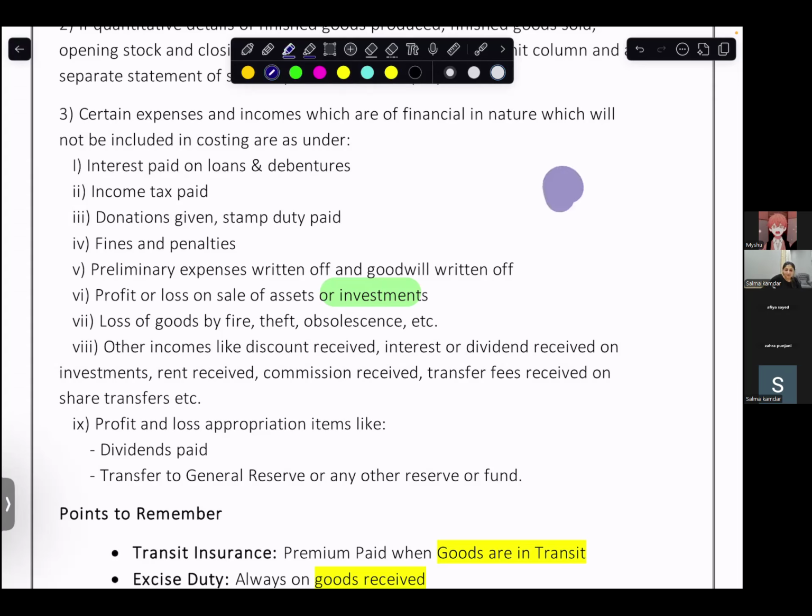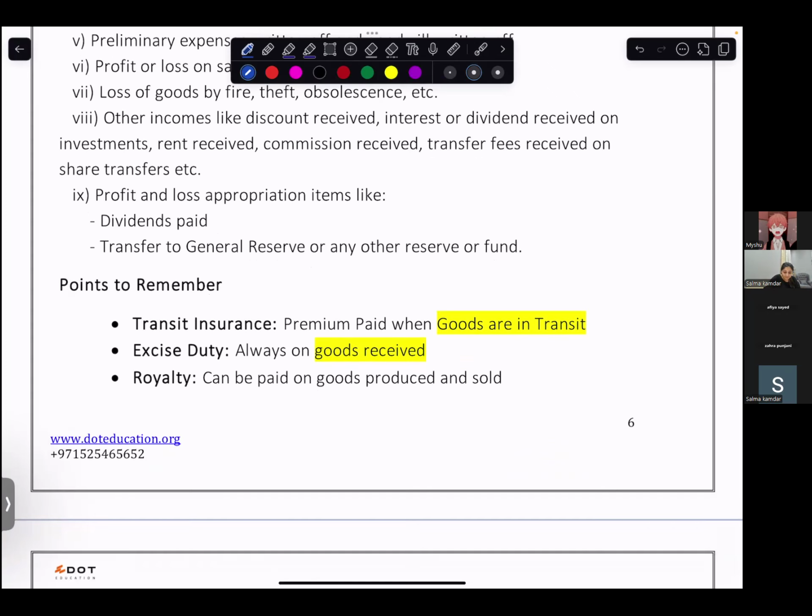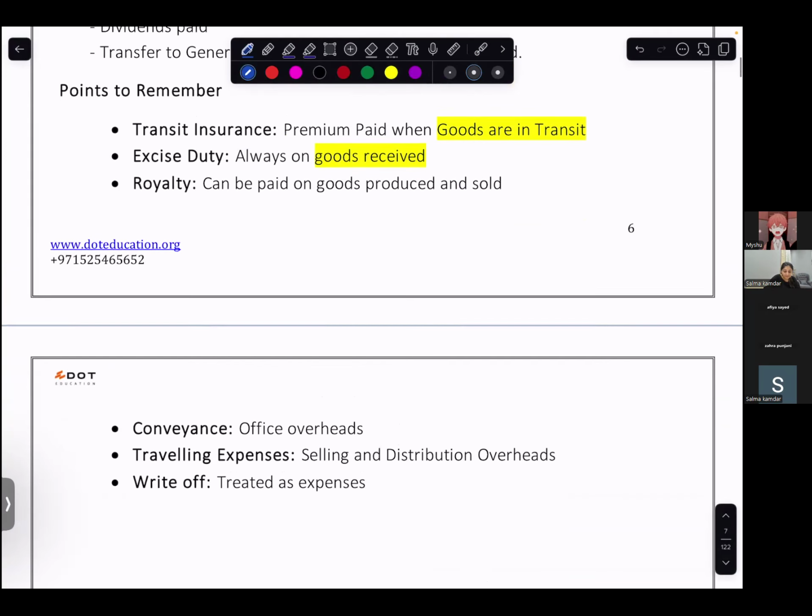Can you tell me the treatment for discount allowed? In the selling and distribution. Information should be given. If no information is given, you can take as selling or distribution or financial. But whatever you do, a note should be written. I hope you're with me. These are the things that I had discussed, the highlighted part.